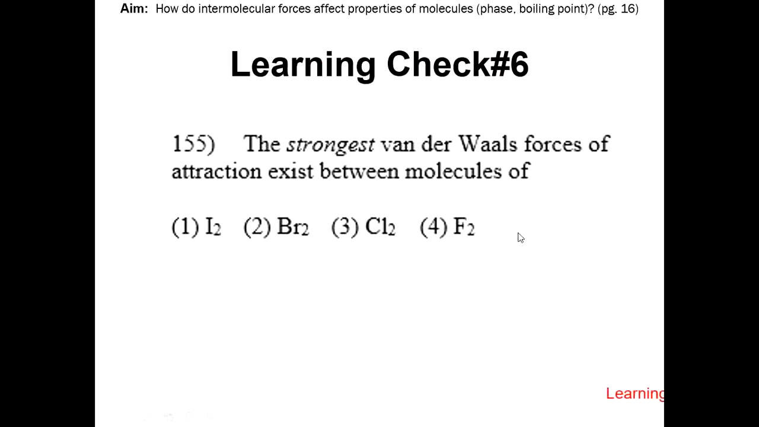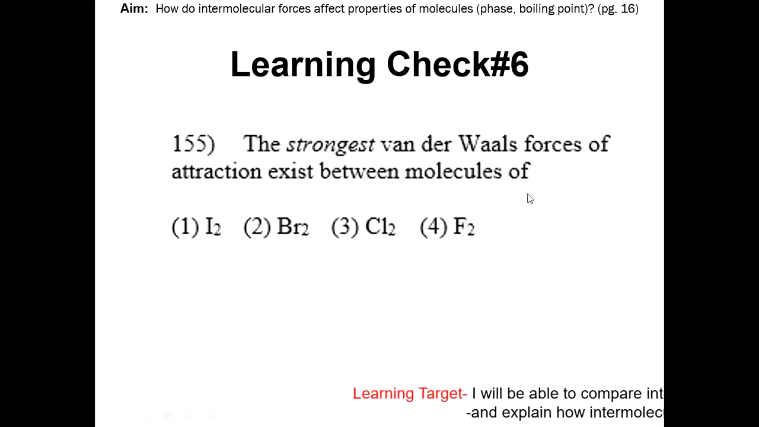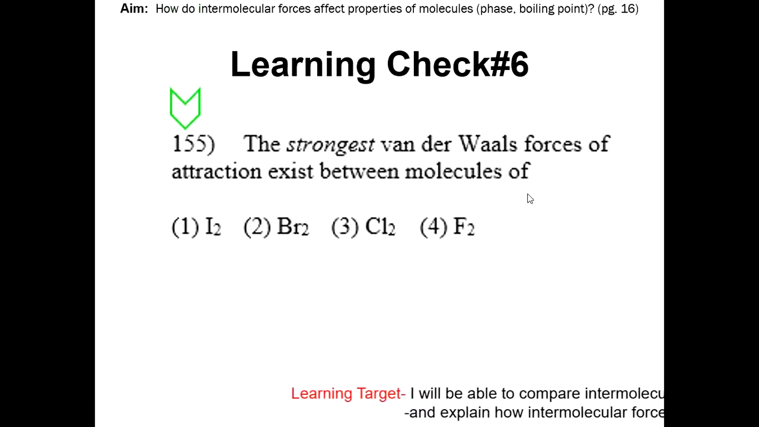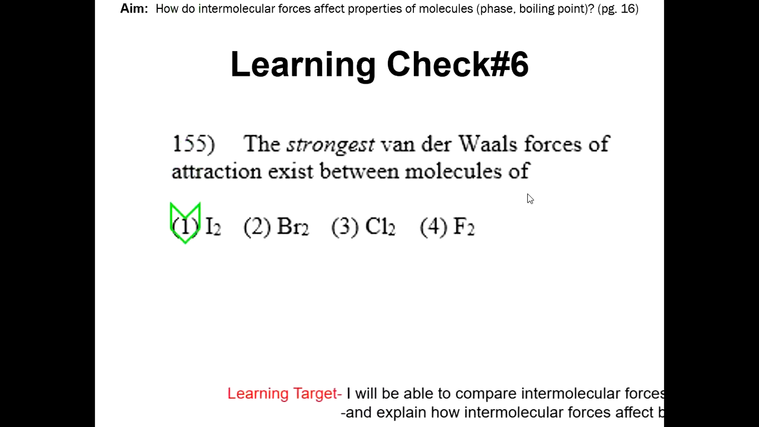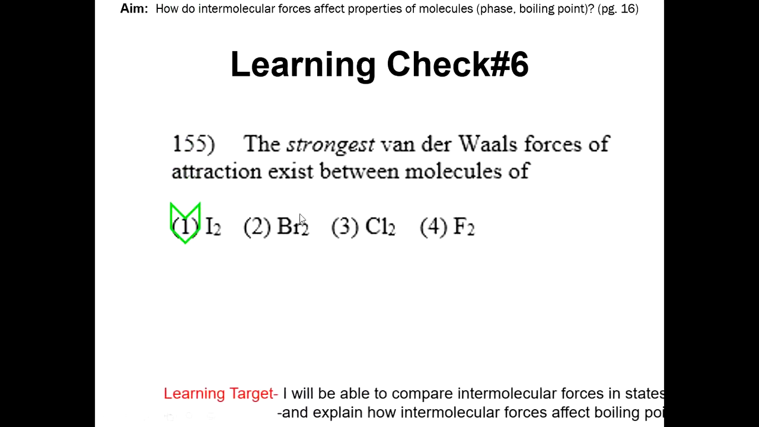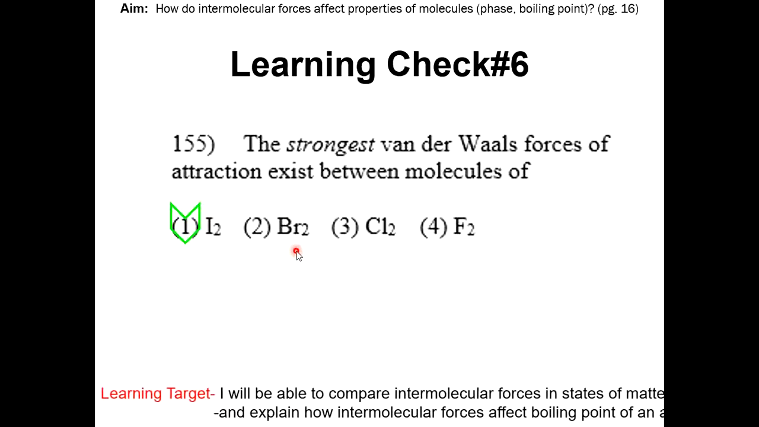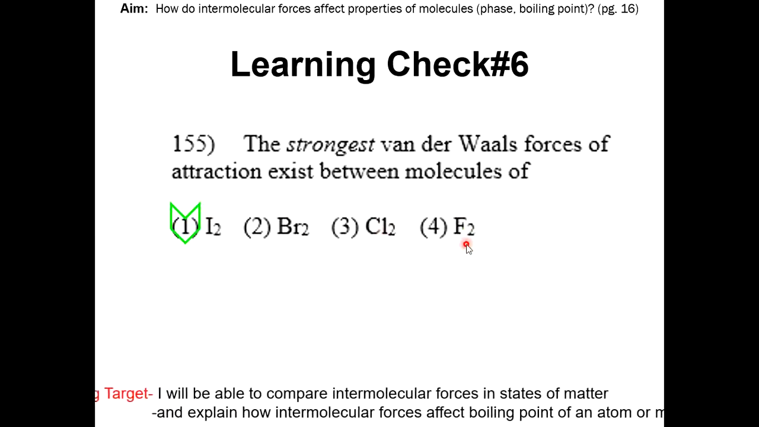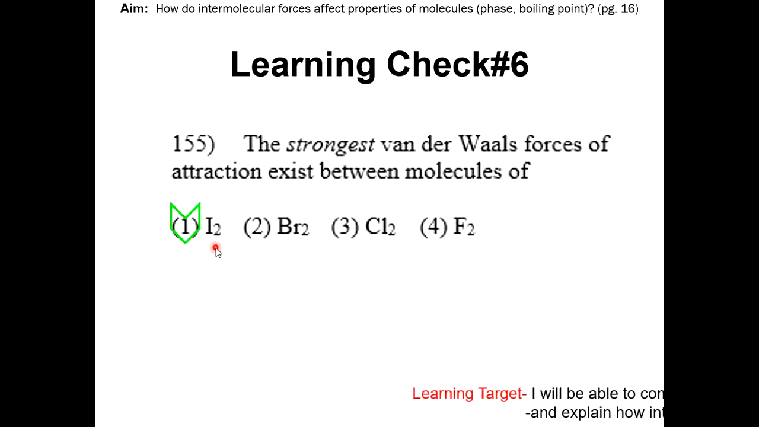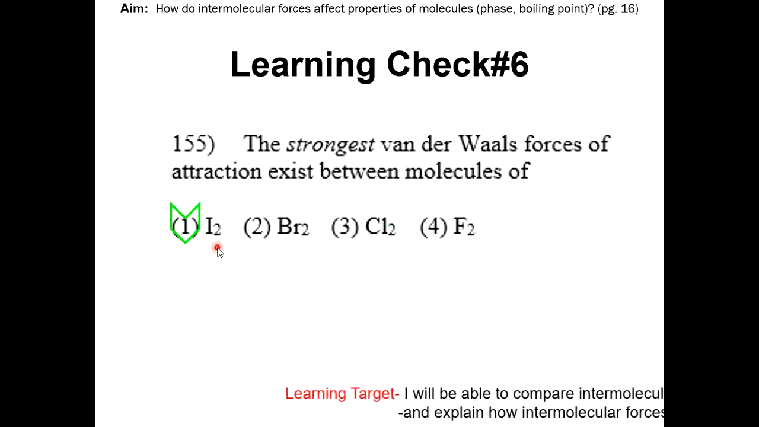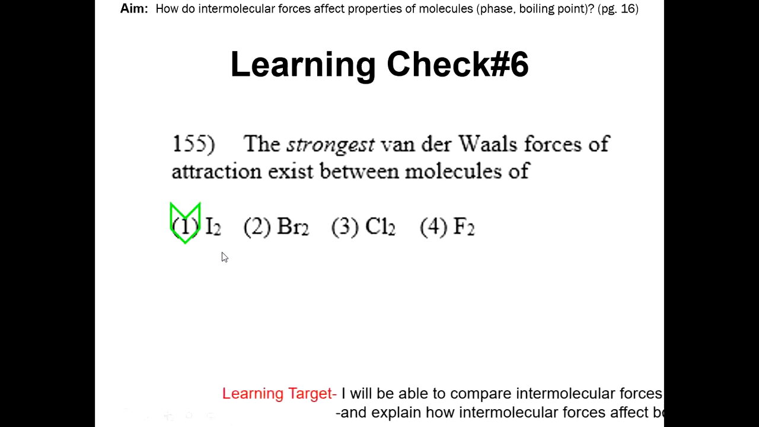Learning check number 6. The strongest van der Waals forces of attraction exist between molecules of what? Pause the video and resume once completed. The strongest intermolecular force will be iodine because it's the biggest out of all 4. So that's why iodine is a solid, Br2 is a liquid, and Cl2 and fluorine are gases. Iodine is the biggest, therefore it has more and stronger intermolecular forces. That's why it exists as a solid at STP.